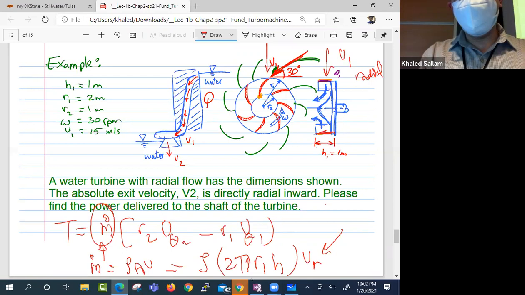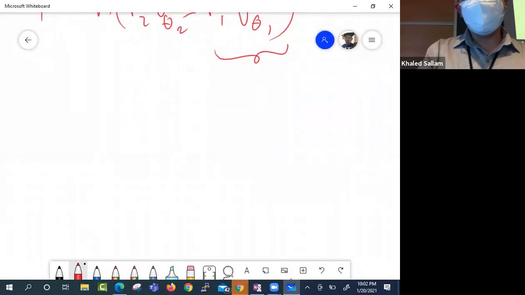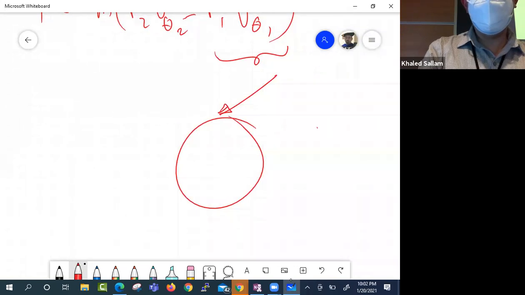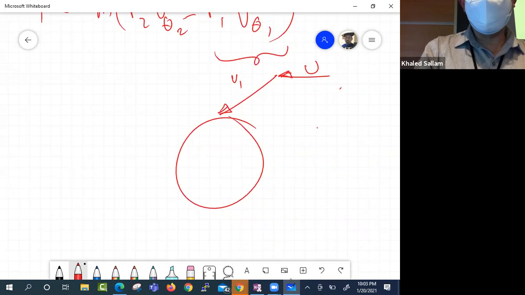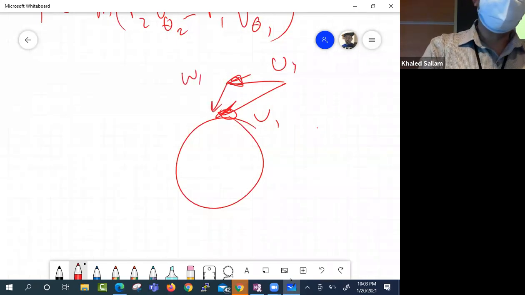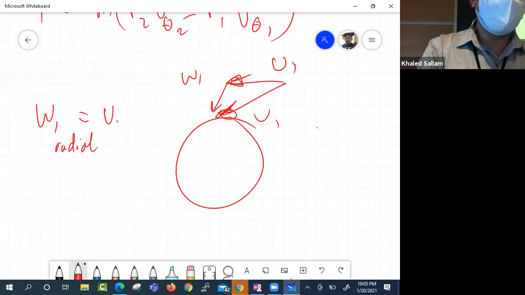So why is that? For a free homework problem. If you answer this right, you get a free homework problem. So here is V absolute, and here is U. And where is W? Let me do this better for you. I know we are running out of time, but think about this and send me the answer by email. So here is V, here is U, here is W, the relative velocity. The question is, why is W1 radial always equal to V1 radial?